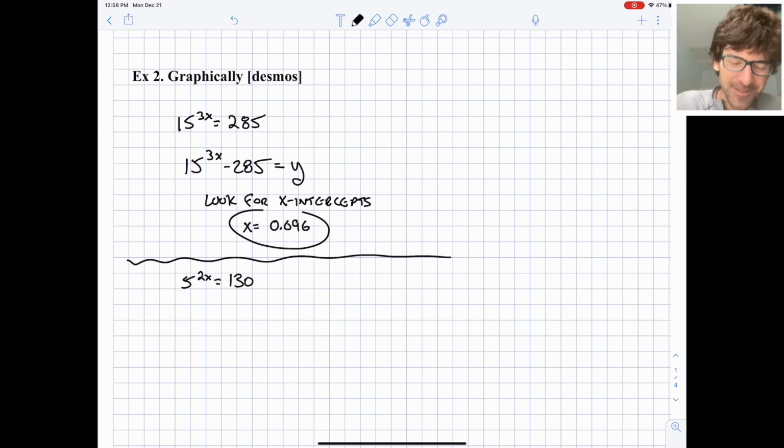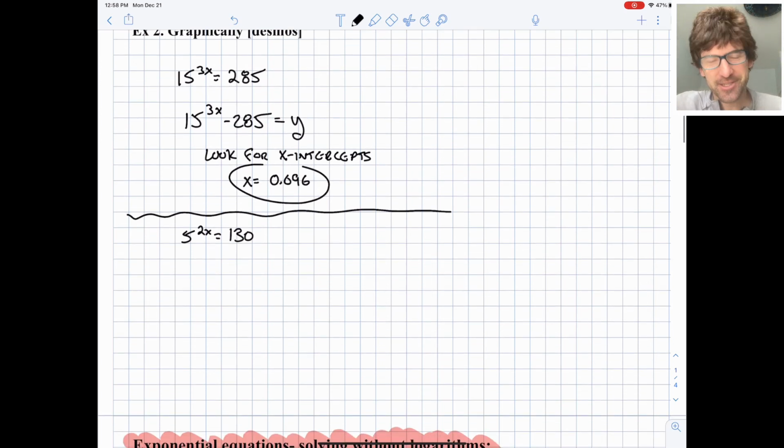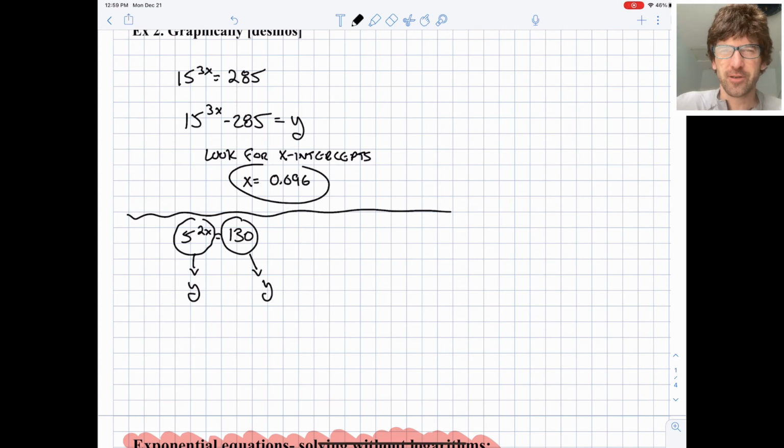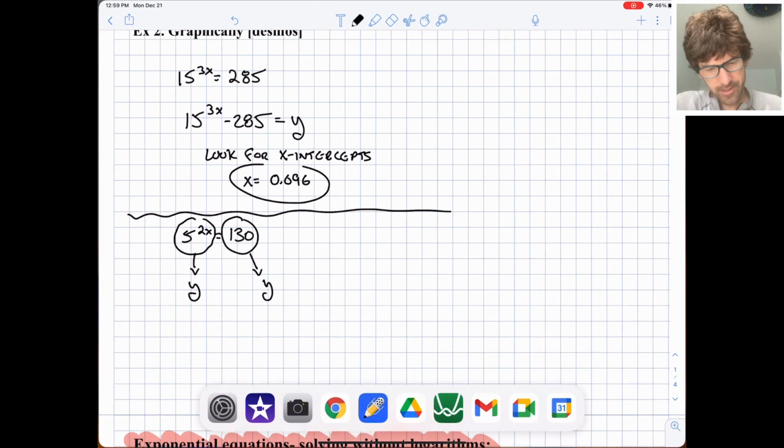There's a slightly easier method on Desmos, and that's just graphing, honestly, two separate equations as two separate y equals. So we could say this is equal to y, and then separately we could say this is equal to y. We're going to graph those two separate equations and look for where they intersect on Desmos. So I'll go there and do that right now.